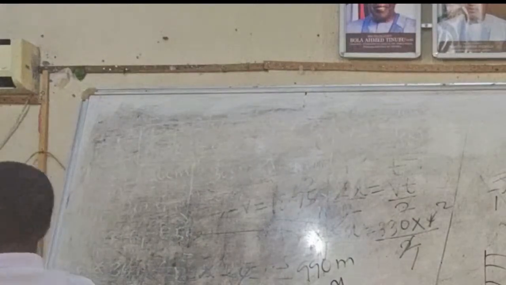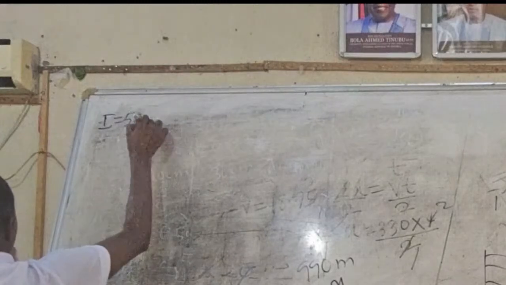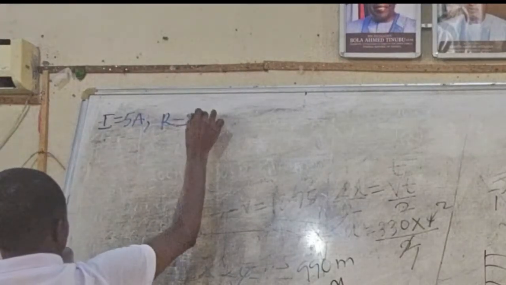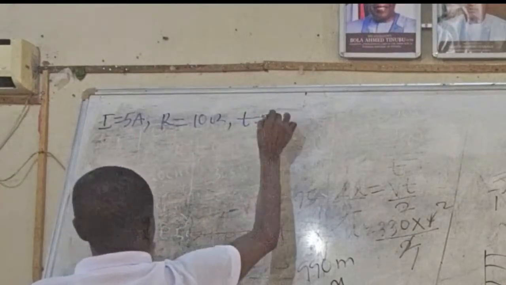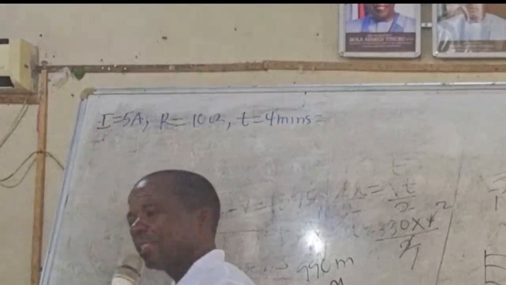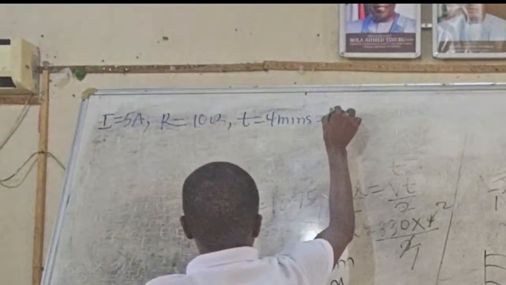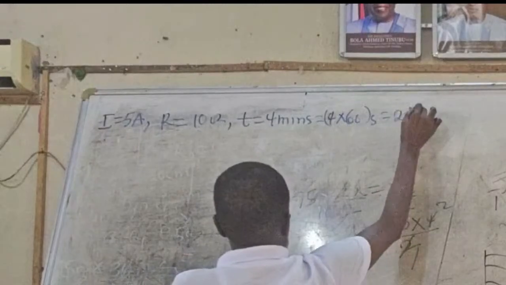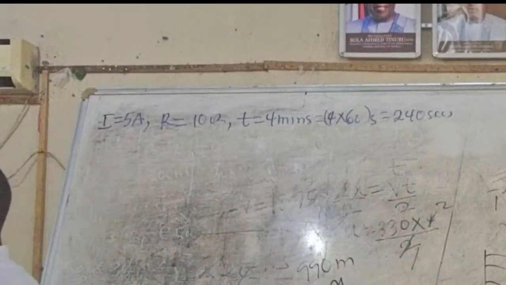So we are given the current to be 5 ampere, I equals 5 A. We are given a resistor to be 10 ohms and the time to be 4 minutes. Can we use 4 minutes as it is? We can't. It has to be converted to what? To seconds. What is 4 times 60? That would be 240 seconds. Don't forget, heat loss.